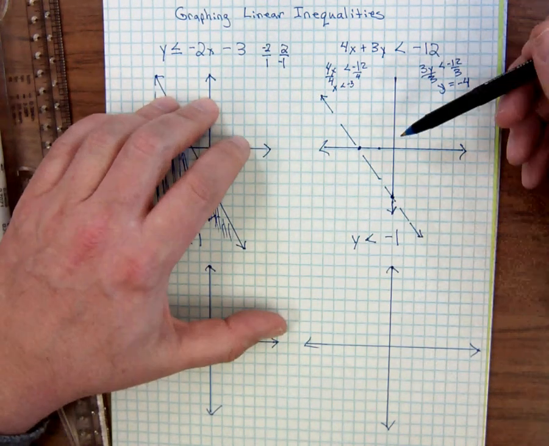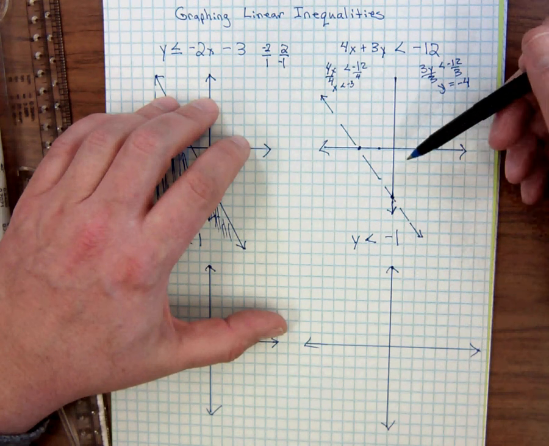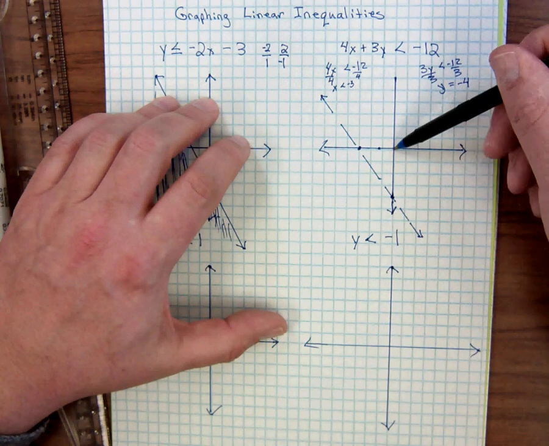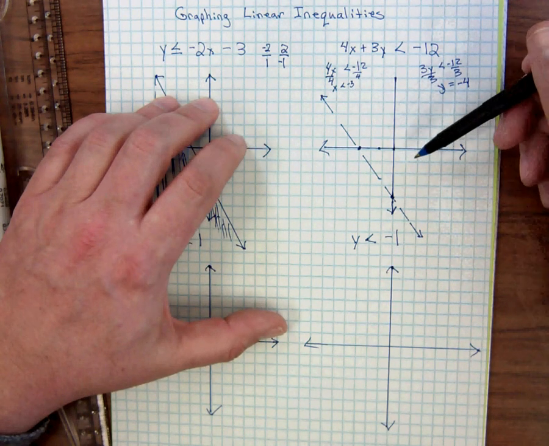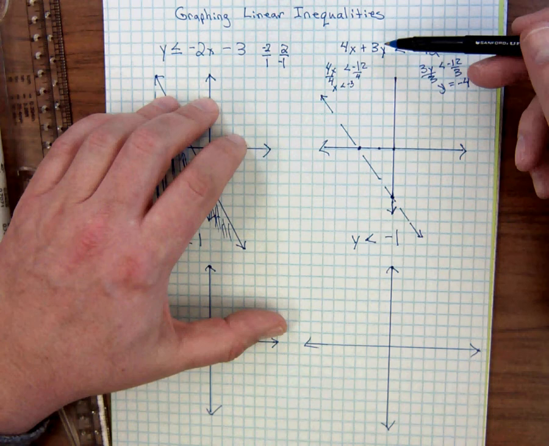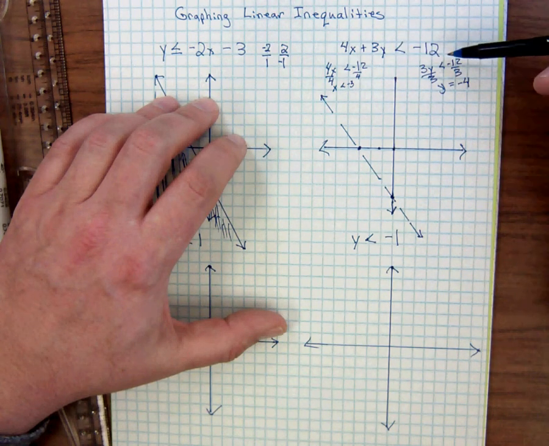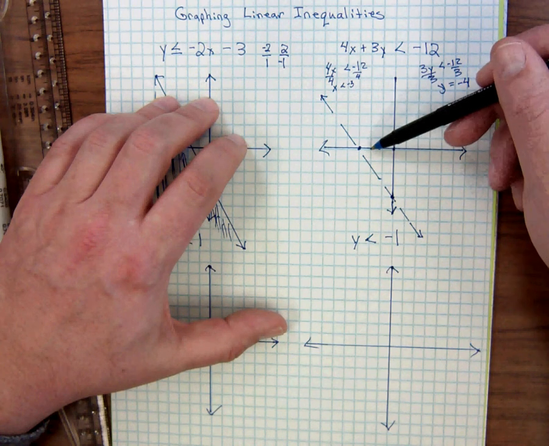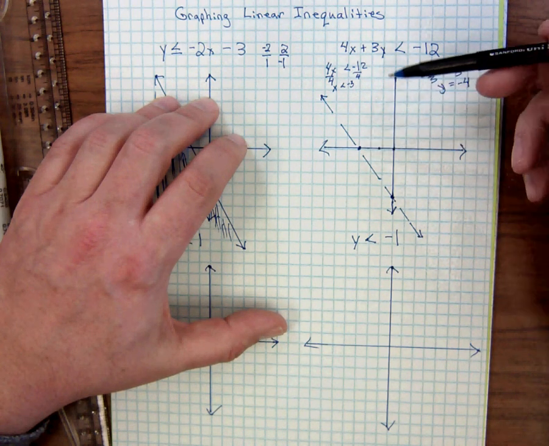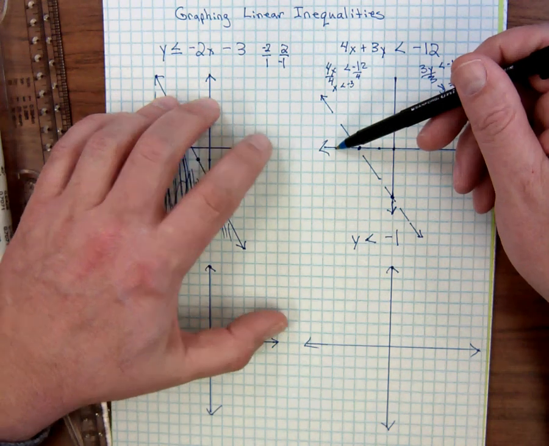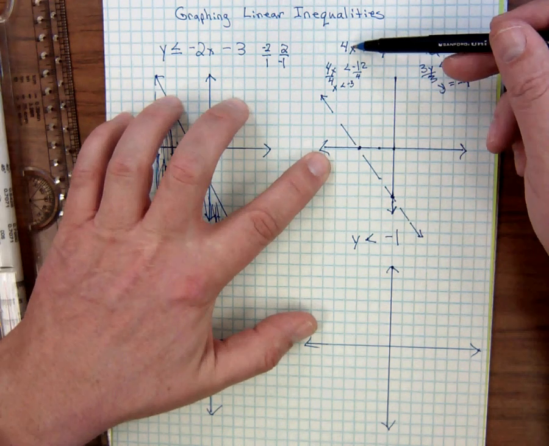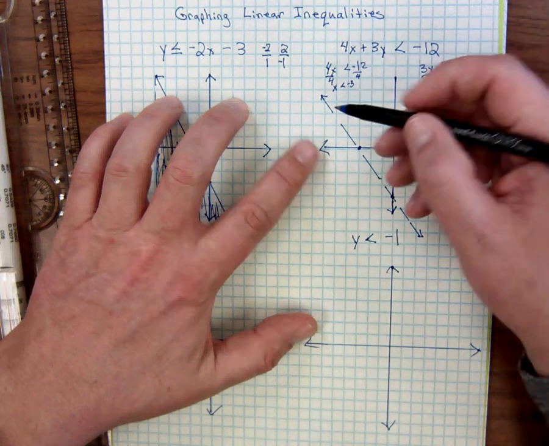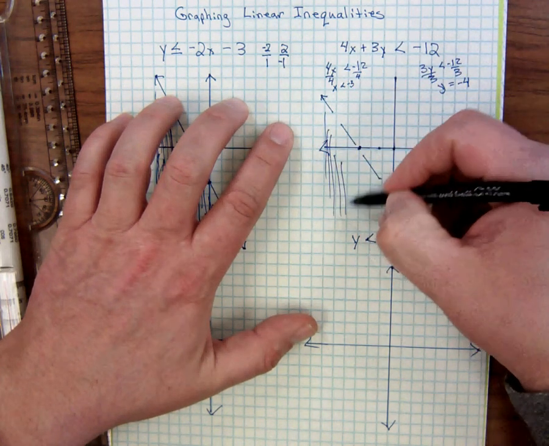And now, again, we're going to have to pick some points and find out, are we shading upwards or downward? So again, 0, 0 is always a good place, unless, of course, the line goes through it. So 0 plus 0 is 0. Is 0 less than negative 12? No, it's not. So let's try another one. What if we went to, let's say, negative 5, 0? That would be negative 20 plus nothing. So negative 20 is less than negative 12. This one we're also shading downward.